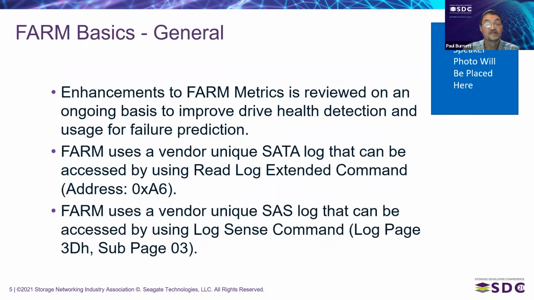So let's talk about FARM basics in general. Enhancements to FARM metrics are reviewed on an ongoing basis to improve drive health detection and usage for failure prediction. So we continually go through, in every product generation, we review what metrics we have and what we feel metrics should be added to improve predictability. And as new features are developed, some of those actually go into the FARM log also, so they can be shown and reviewed.